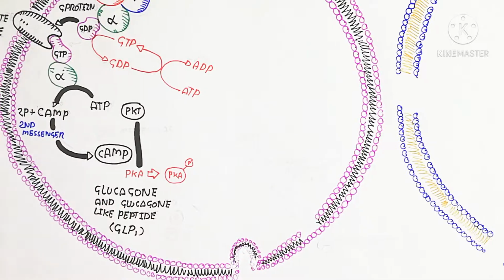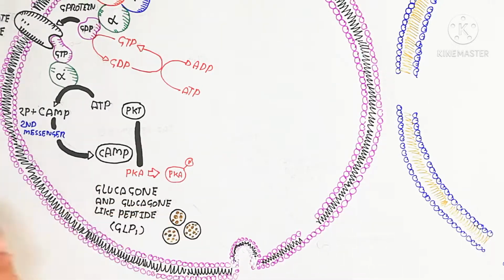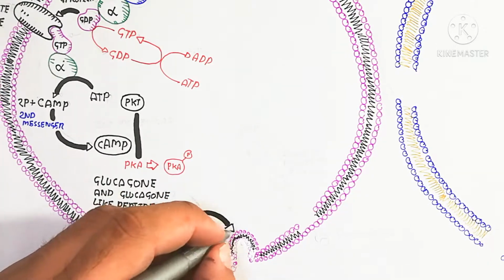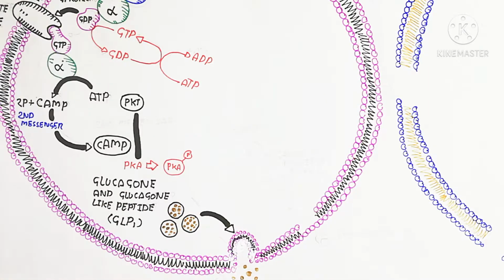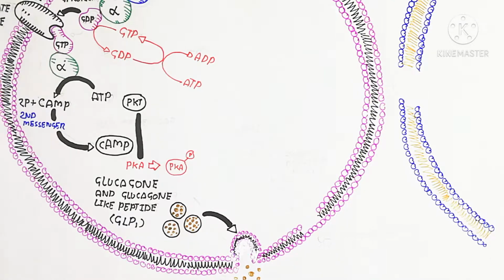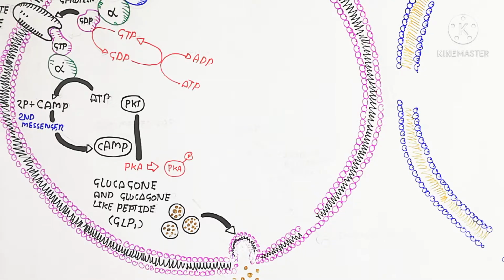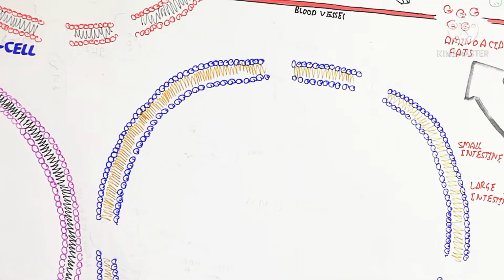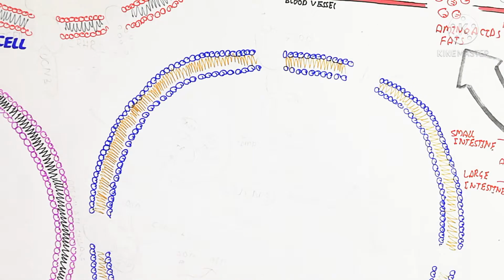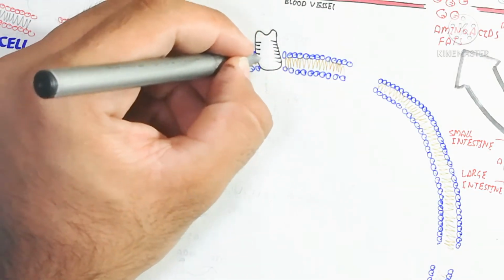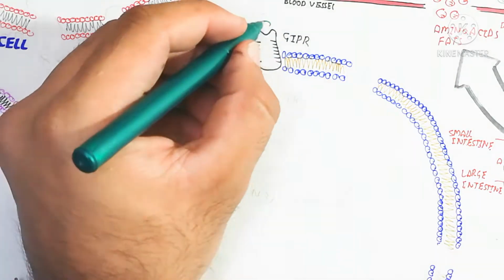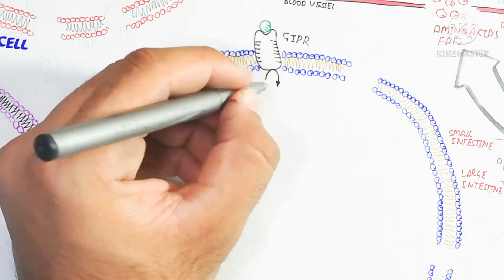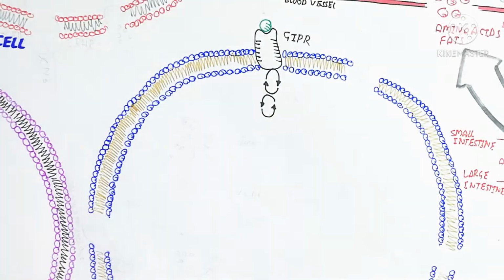It is known as glucagon and glucagon-like peptide GLP-1, which is released by exocytosis following the DNA stimulation by the phosphorylated protein kinase A. So remember that. Here the granule is exocytosed, and this exocytosed product ultimately binds with the GLP-1 receptor of the beta cell, the insulin-producing beta cell.